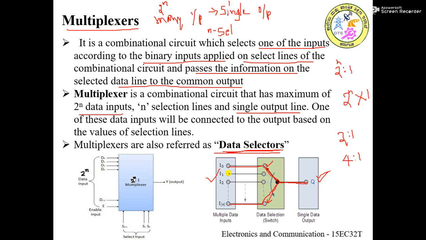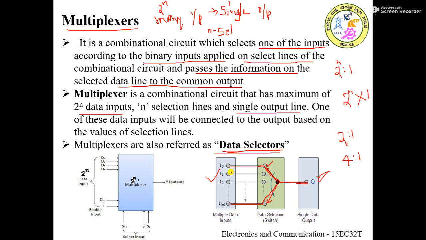How about others? I cannot make a multiple selection here. I cannot simultaneously select I0 and I1 together. Either I can make a choice of I0 or I can make a choice of I1. This is like a multiple choice question, and at any time you can make only one selection.